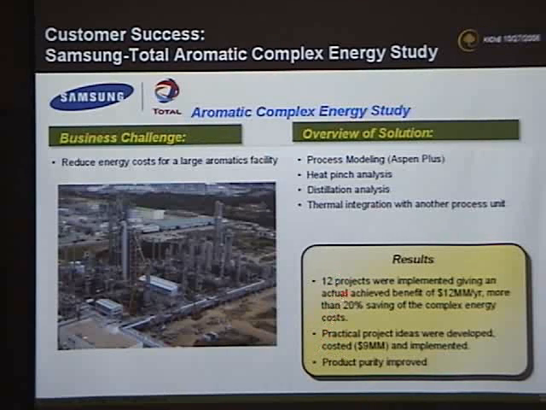As a result, 12 of the suggested projects were implemented and saved Samsung Total $12 million USD a year, which was a 20% savings in their energy cost. And this is before the high gas prices. So in today's situation, this would have been substantially higher cost savings in energy. A secondary benefit was they improved the product area by optimizing the conditions of the plant.